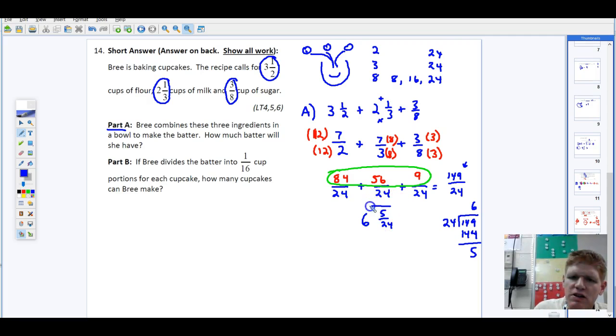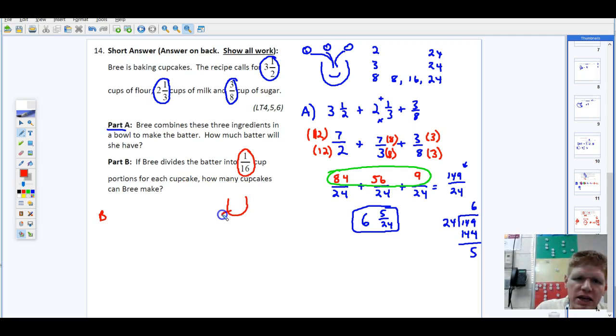So our answer is 6 and 5/24ths for part A. Then we'll come over here and do part B. Part B says, if Bree divides the batter into 1/16 cup portions for each cupcake, how many cupcakes will she make? So we've got our batter again.